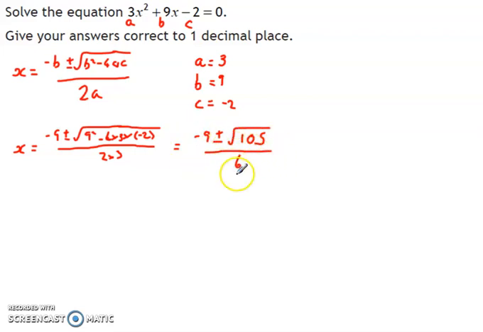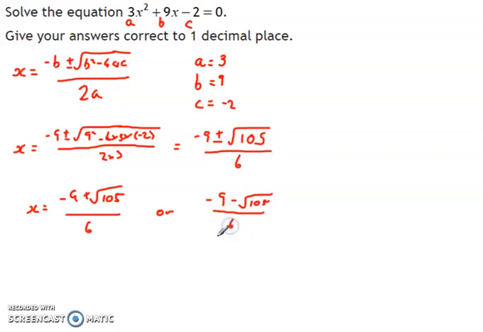Now that we've got this, we could split it and get two roots. This plus minus part gives me the way to calculate both of those roots. So I know that x equals negative 9 plus the square root of 105 over 6, or it can be the other version where I've got the subtract: negative 9 subtract the square root of 105 all over 6. And now at this stage, it's just a case of plugging it in the calculator. You'll get your two solutions from that.